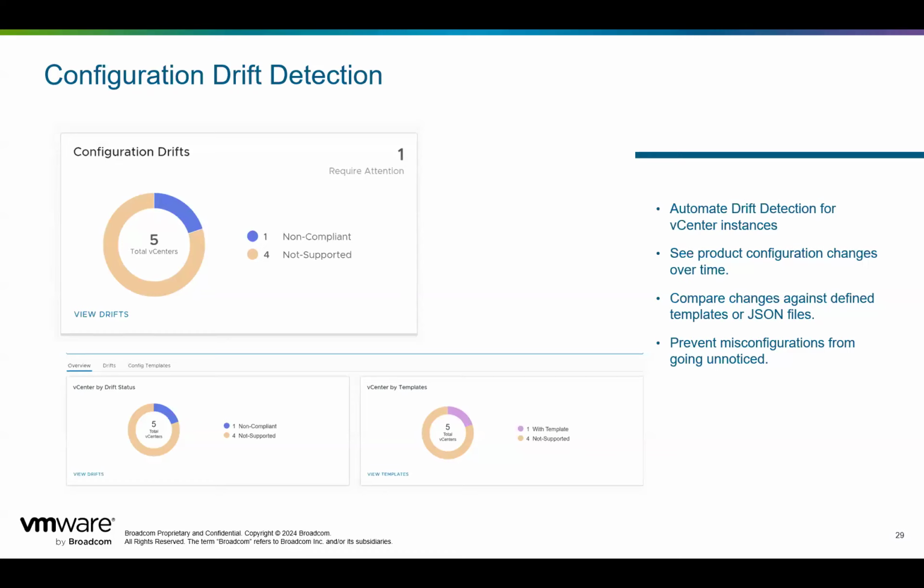And so you can use config drifts to monitor and view configuration settings that have drifted from your assigned templates without needing to track every change manually. What's really great is that configuration drifts show the changes in the product configuration over time, and allow you to compare those changes to any assigned template values that you've set up. The net is that it helps prevent misconfigurations from going unnoticed.